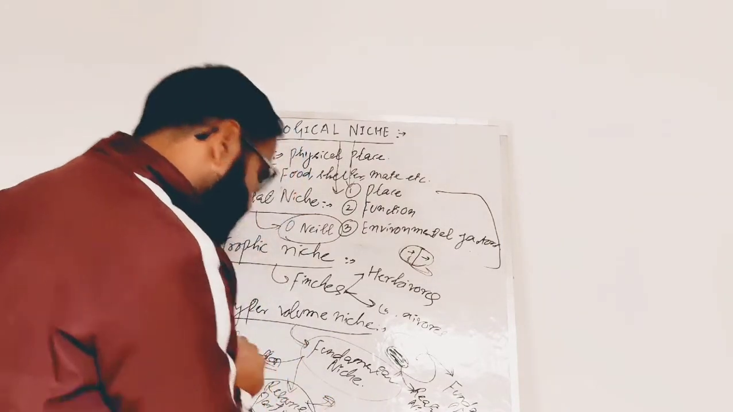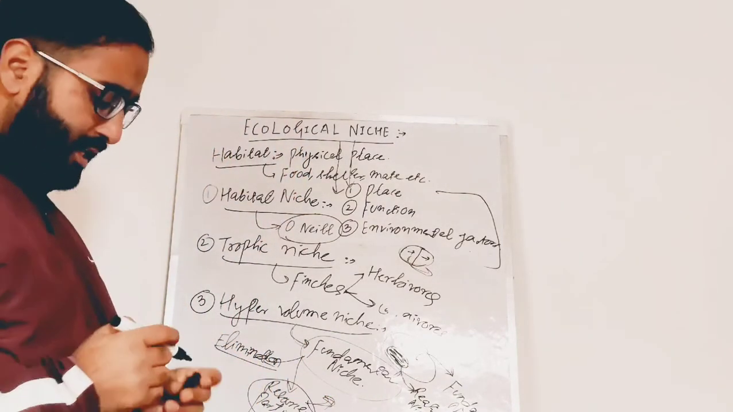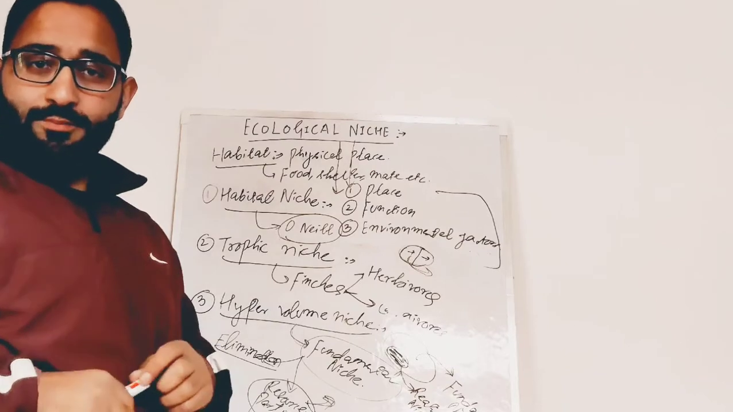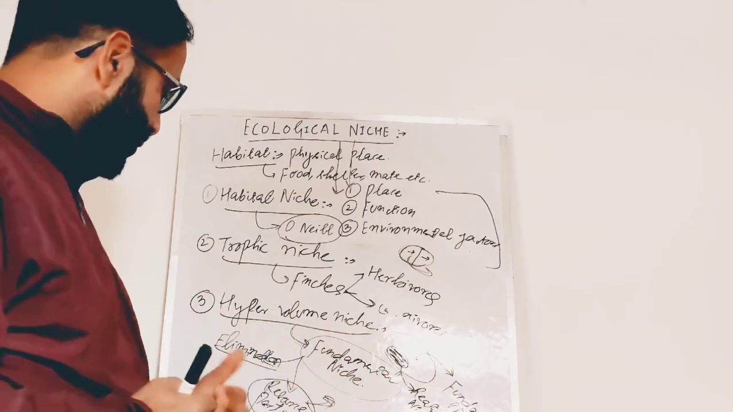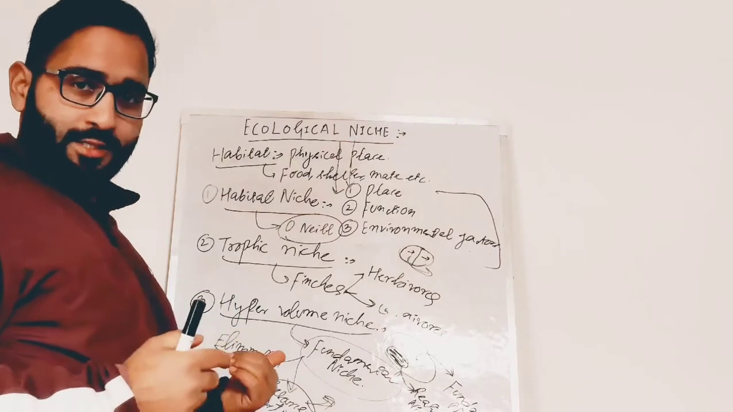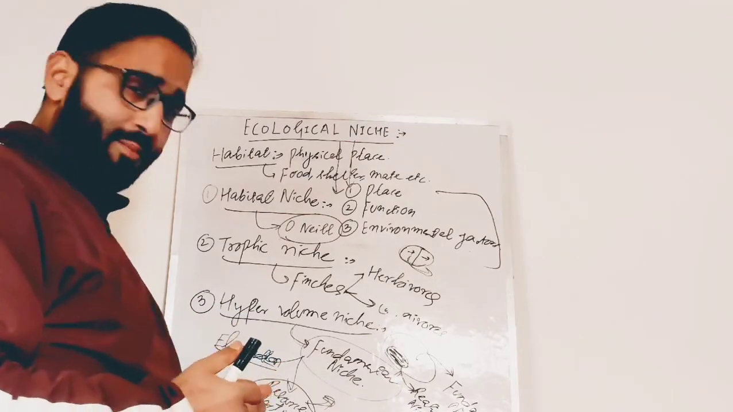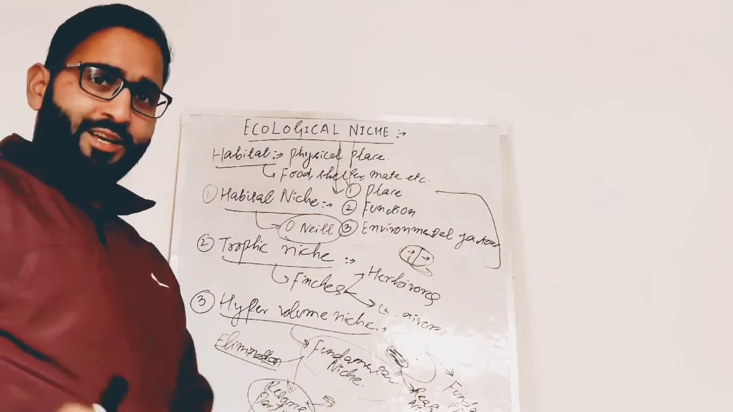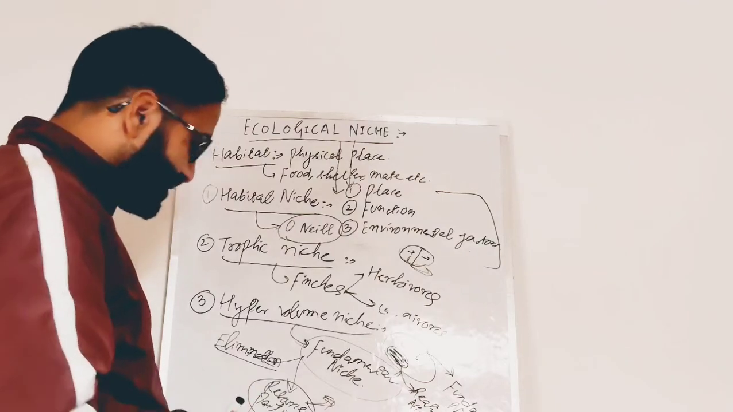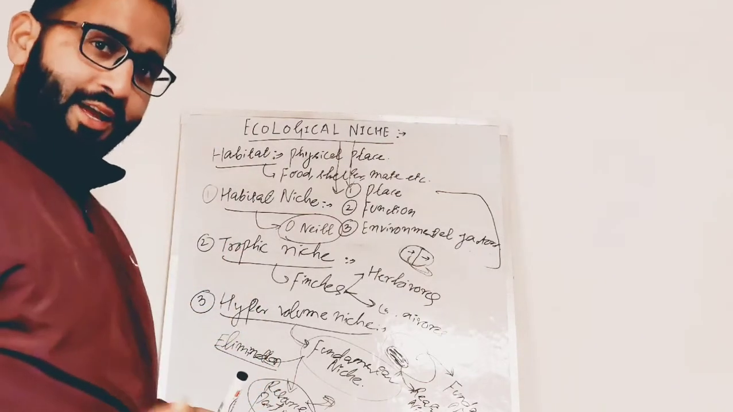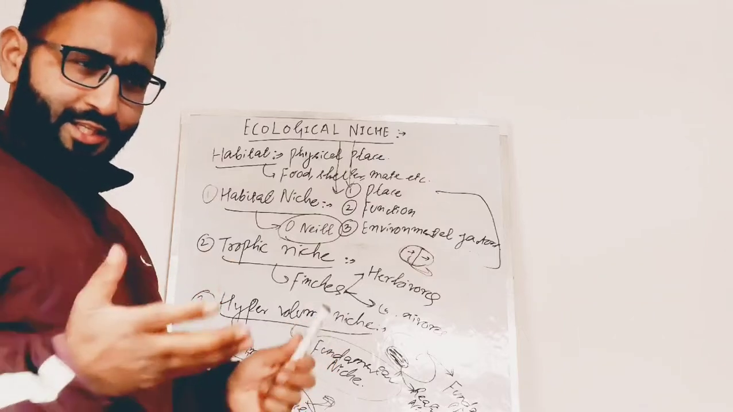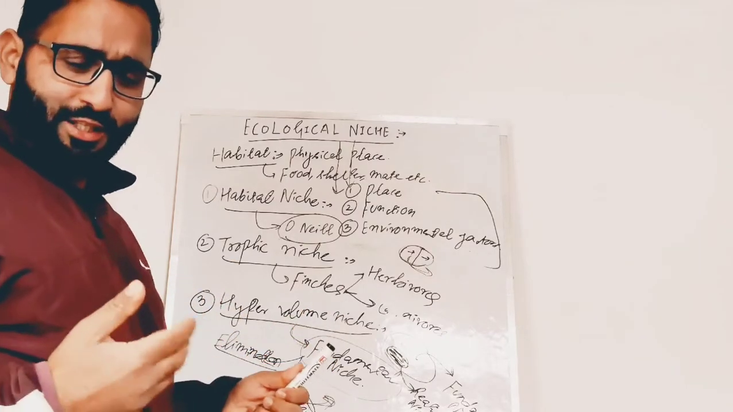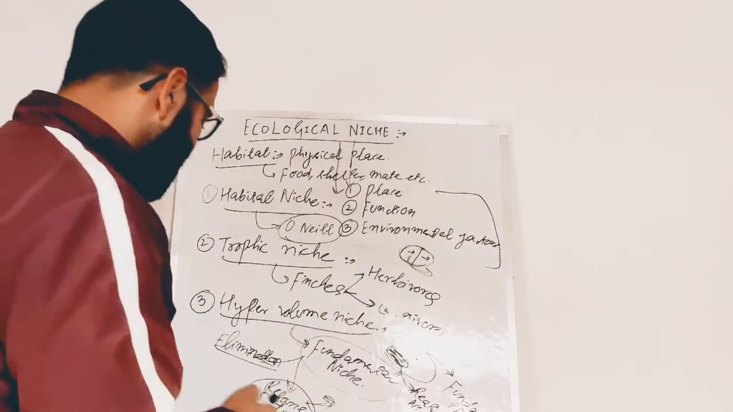Sometimes in resource partitioning, they go for hunting during different periods, at different times. For example, when hawks and owls are in the same area, their resources are the same. The hawks hunt during the day, and the owls hunt during the night. In this way they are able to live together and reduce the competition.